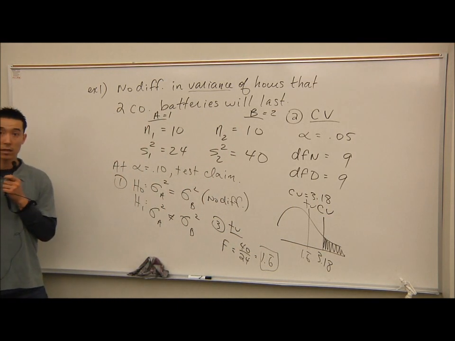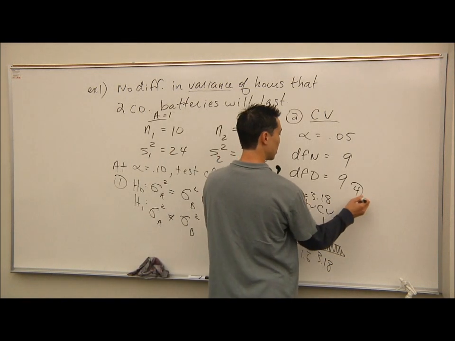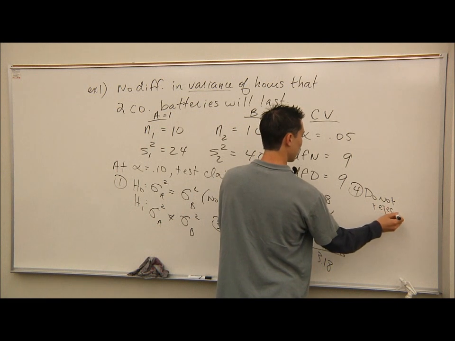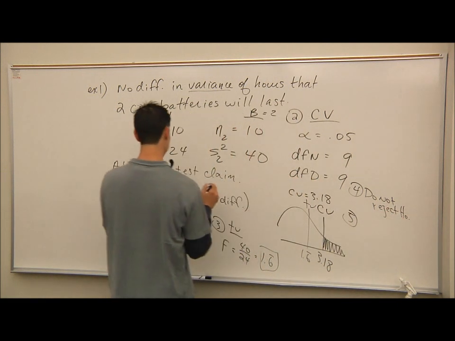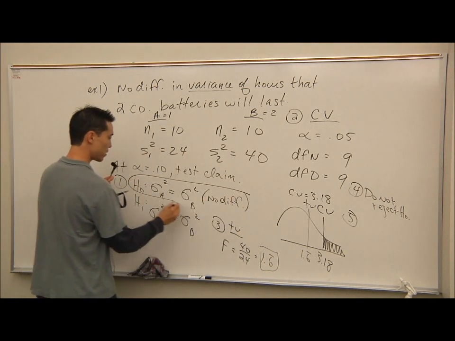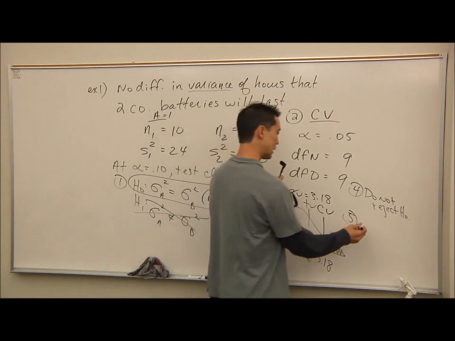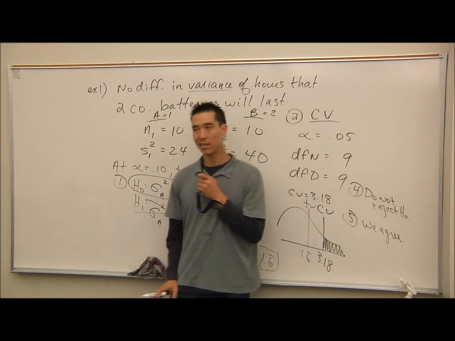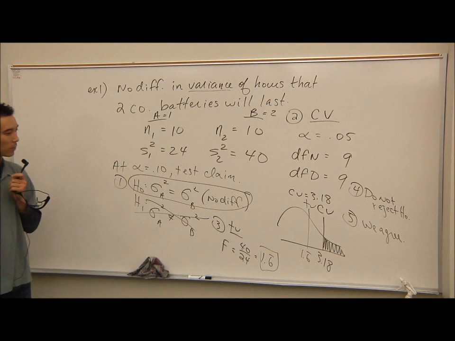Step 4. It's not in the critical region, so I do not reject H0. And step 5. If I don't reject H0, I'm going with that there's no difference. So yeah, we agree with the claim. There is no difference in the variance of the hours these company batteries will last. Okay?